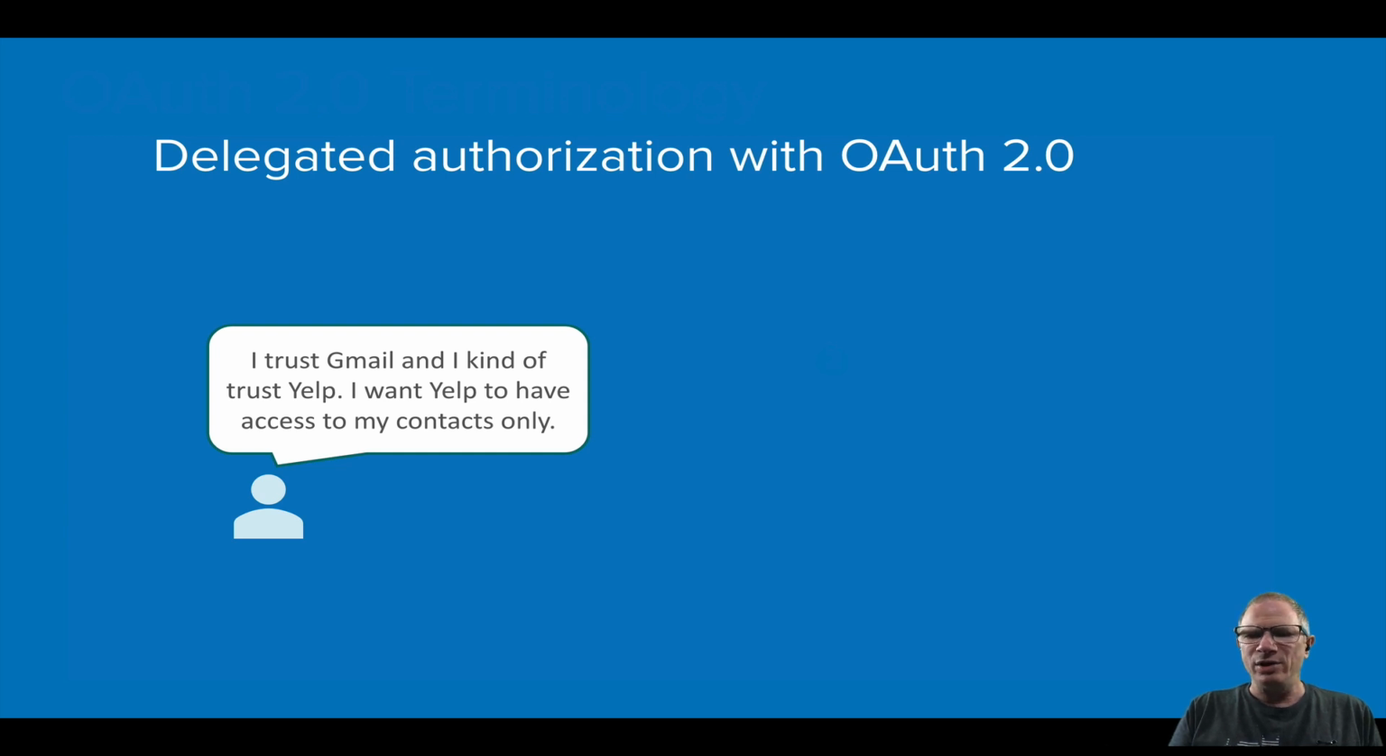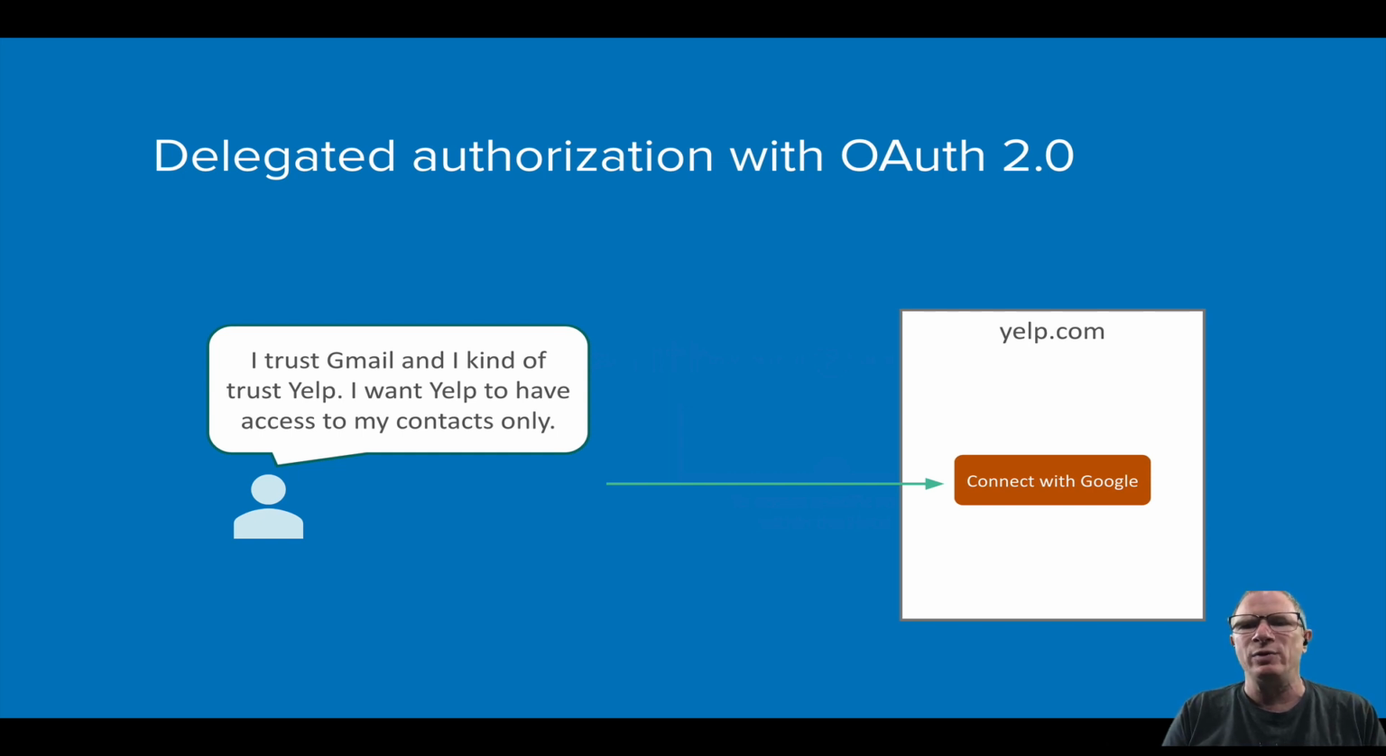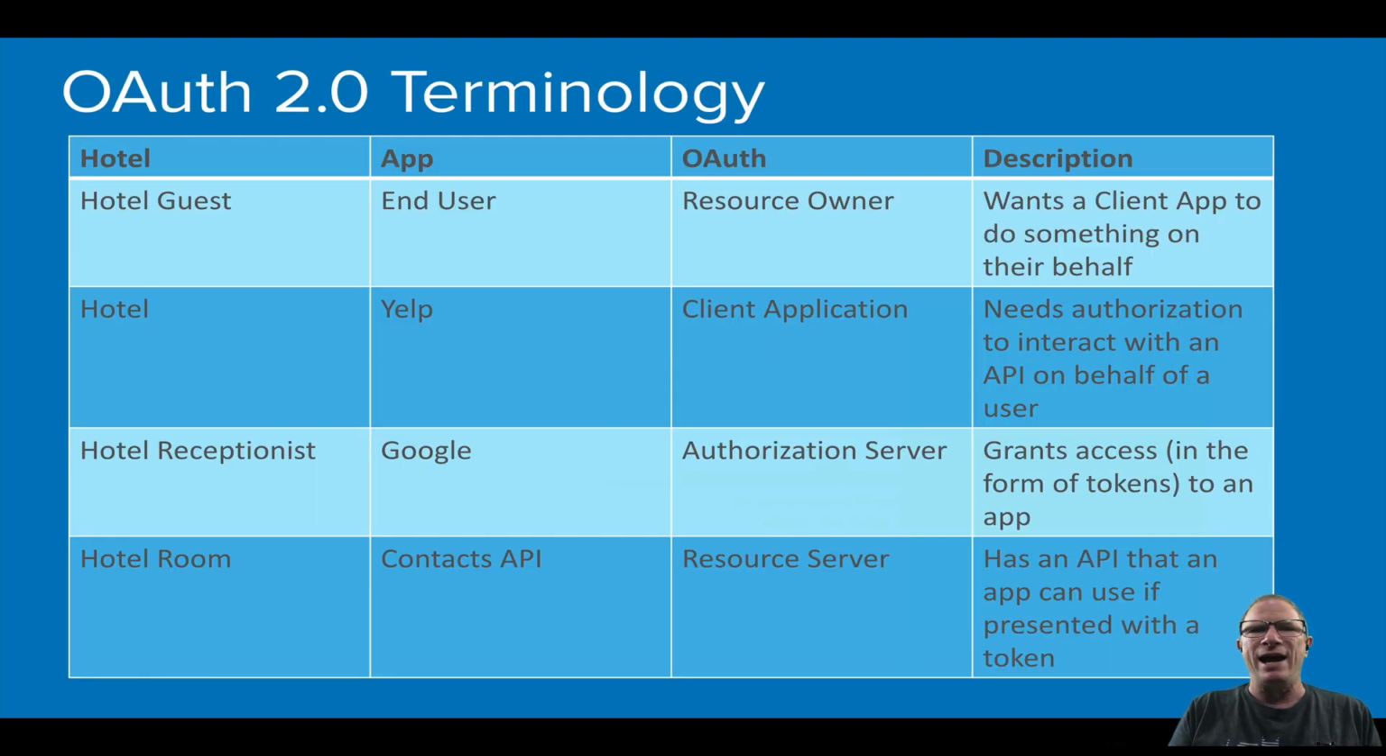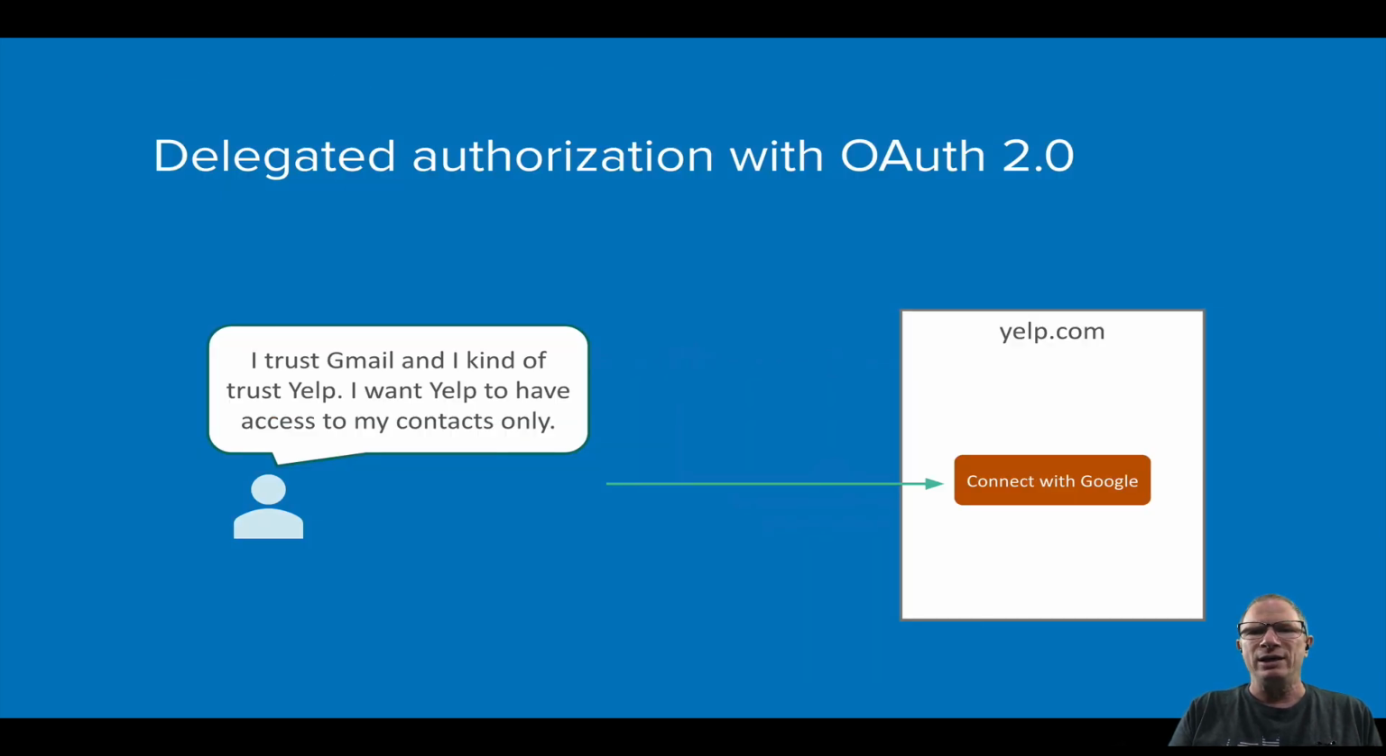So now instead of putting in my credentials when I go to Yelp, I see the friendly connect with Google button that we're probably all familiar with. And that kicks off this interaction between these actors. When I click on that connect with Google, it kicks off an interaction where I go and authenticate to Google. That's where I'm supposed to authenticate. So I never give my password to Yelp. Google gives an access token to Yelp. Yelp can then use that access token to go and interact with my contacts.